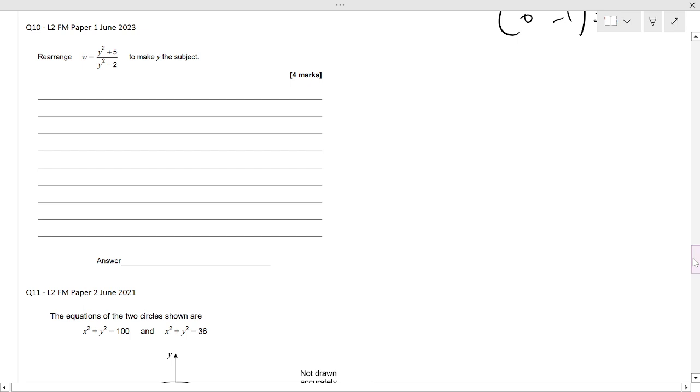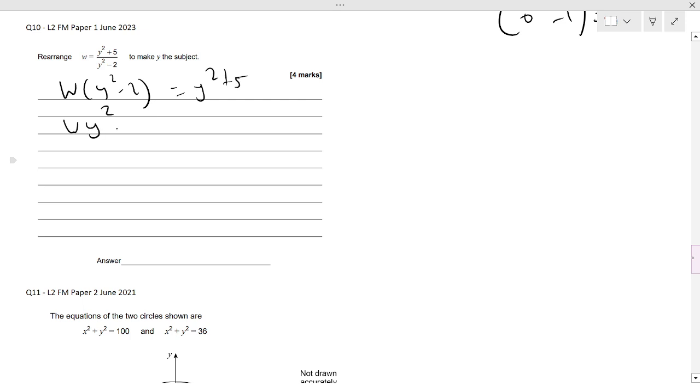Rearrange w = y squared plus 5 over y squared minus 2 to make y the subject. Okay, so rearranging, we've got a fraction. The best thing is to get rid of the fraction, so let's times across. So w lots of y squared minus 2 is y squared plus 5. Then let's expand it. So wy squared minus 2w is y squared plus 5.